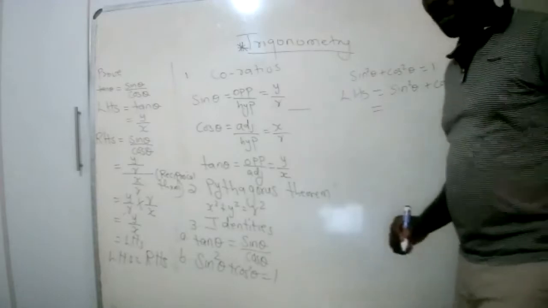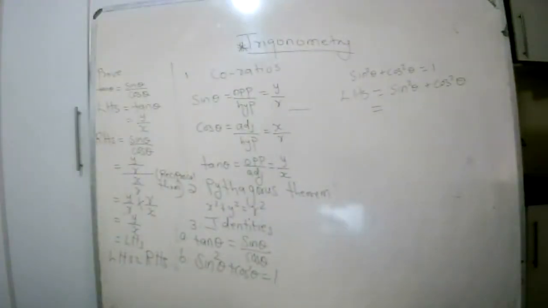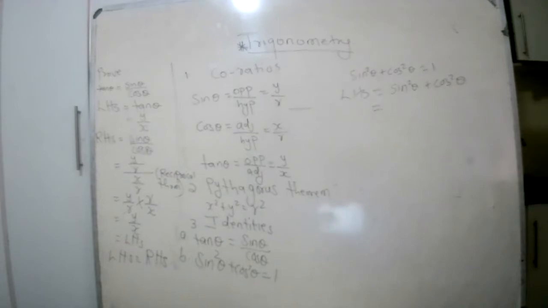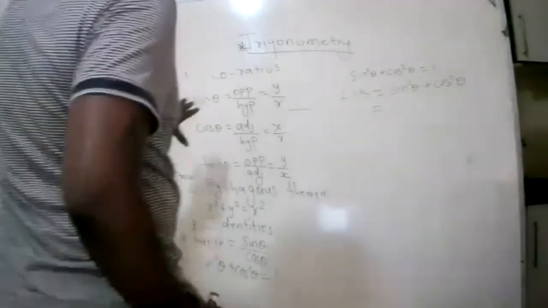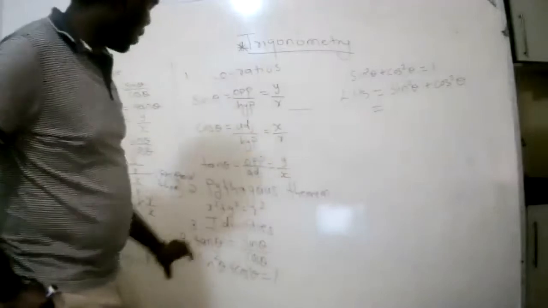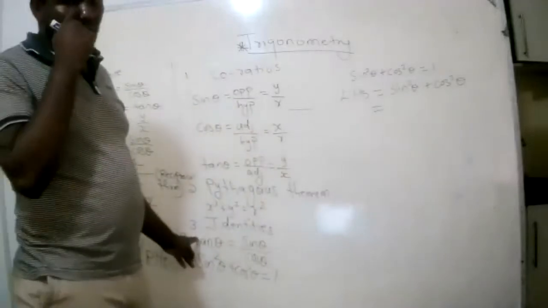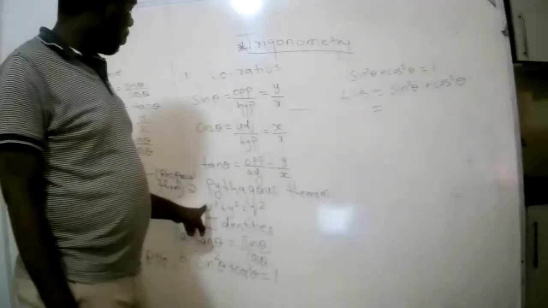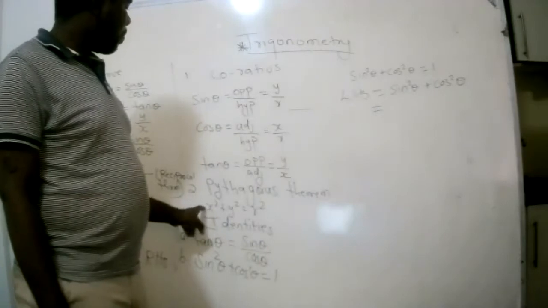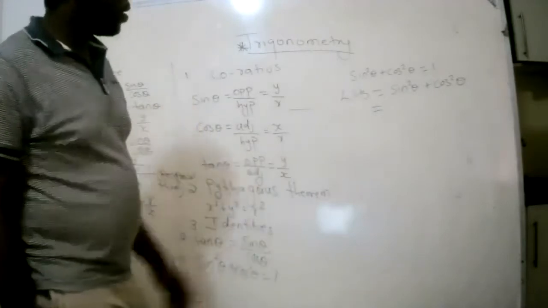Already we know what sin theta is in terms of x, y, and r. Can you tell me again, what is sin theta in terms of x, y, and r? Y over r. You see, these trig ratios are important. We use them to prove these two identities down here. We are also using them on the Pythagoras theorem. You will see how these link.